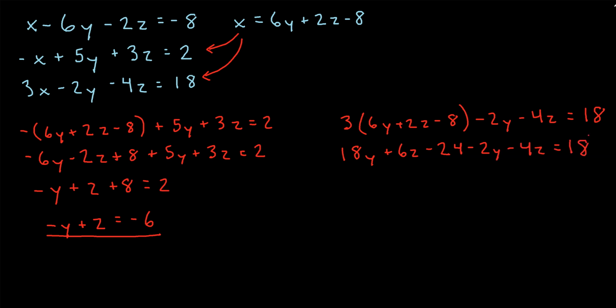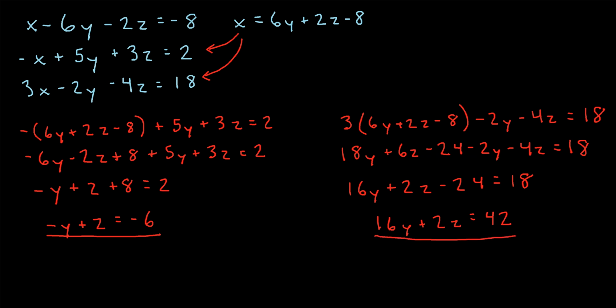So we'll combine like terms again. 18y minus 2y, that's 16y. 6z minus 4z, that's 2z. And then we have minus 24 is equal to 18. If we add 24 to each side, we'll be left with 16y plus 2z is equal to 42. So that is our second equation.